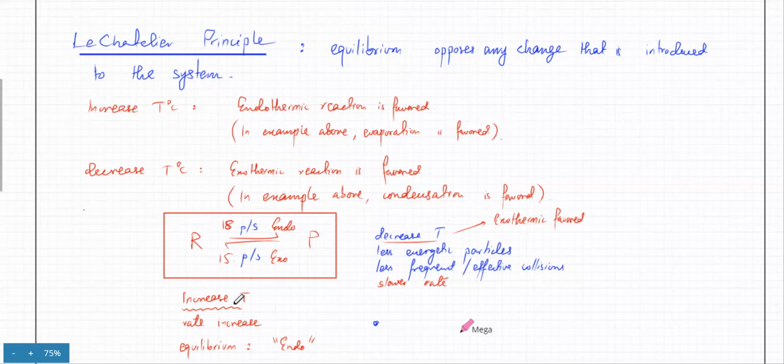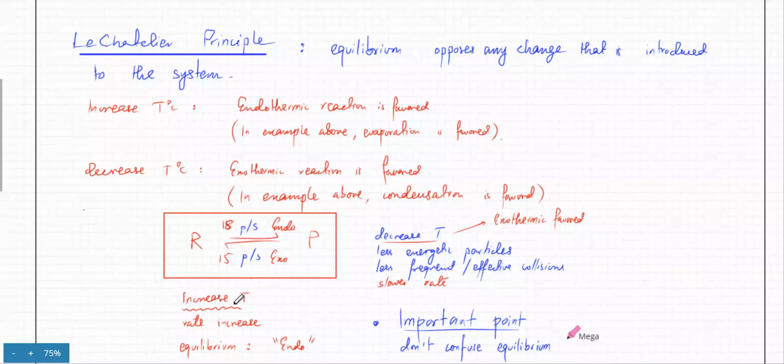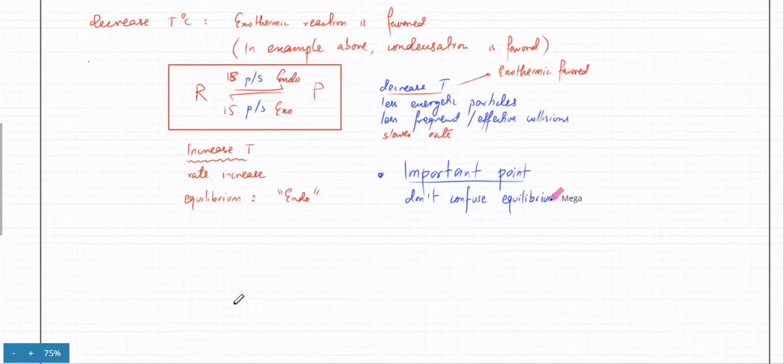Let me highlight this as an important point, which is: don't confuse equilibrium with rate. If the equilibrium suggests one of the reactions is being favored, it doesn't mean it's actually speeding up. It just means that it's faster compared to the other one. So don't confuse equilibrium with rate.